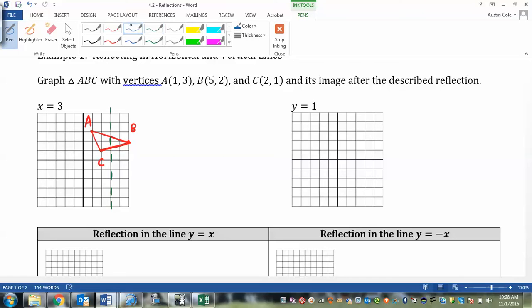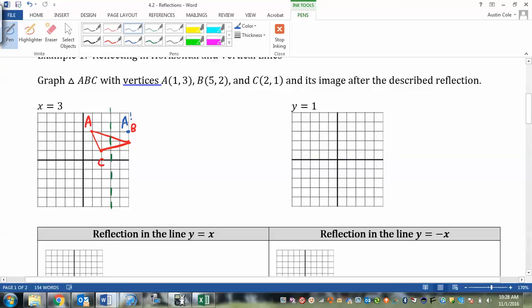Okay, now here's how we're going to do this. As long as we're reflecting over a horizontal or a vertical line, we're going to use this method. Okay, so here we go. I'm going to take point A. Now, point A is how many units away from the axis of symmetry? 2. It's 2, so therefore it's 2 left. Well, now I need to make it 2 to the right. So this point right there would be A prime.